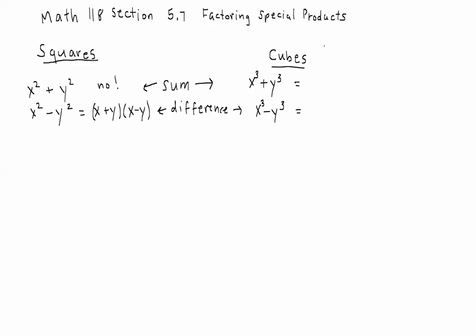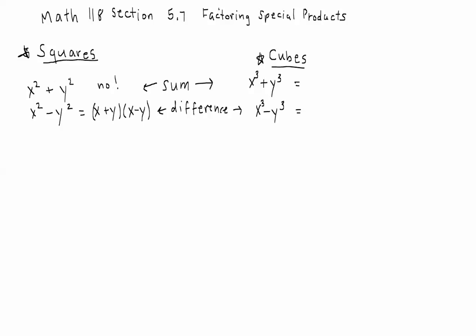Hi, this is Math 118, Section 5.7, Factoring Special Products. In this section, there's two types of special products. There's one for squares, and there's one for cubes. You're either going to see the sum or the difference.